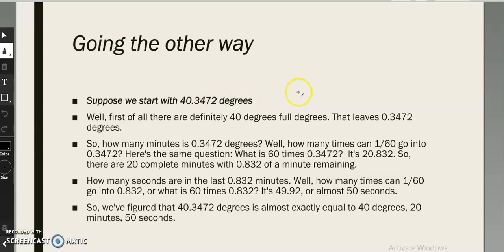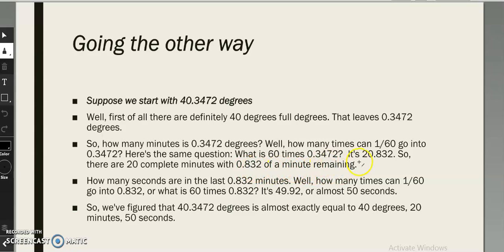All right, so if we're going the other way, suppose we start off with 40.3472 degrees. Well, first we know there's definitely 40 degrees, so we don't have to really do anything with the 40. That leaves us 0.3472. So how many minutes is 0.3472 degrees? Well, how many times can 1/60th go into 0.3472? We're going to do 60 times 0.3472 to find out, and we get 20.832. So there are 20 complete minutes with 0.832 minutes remaining.